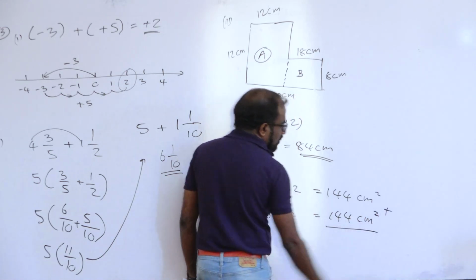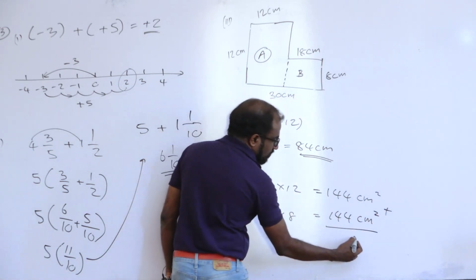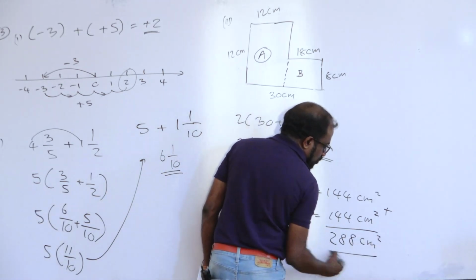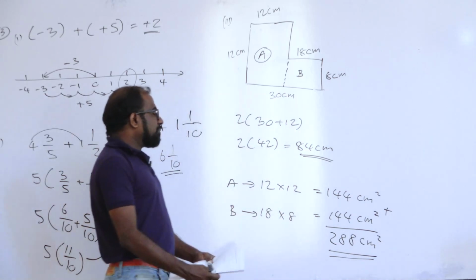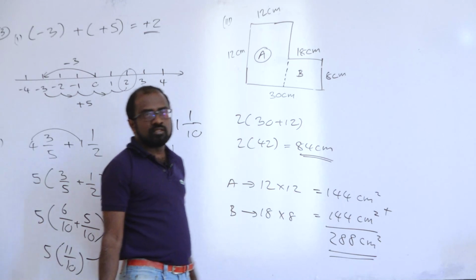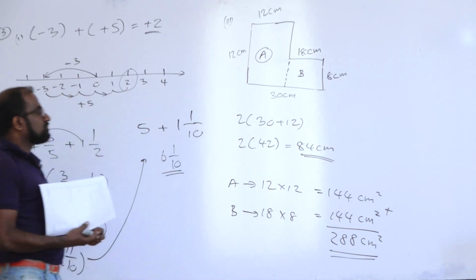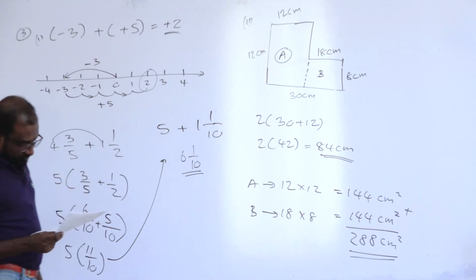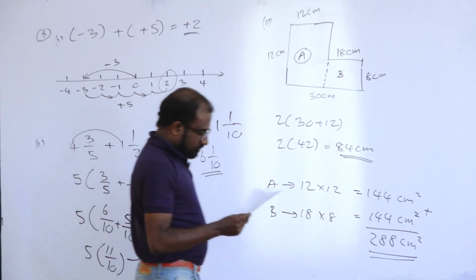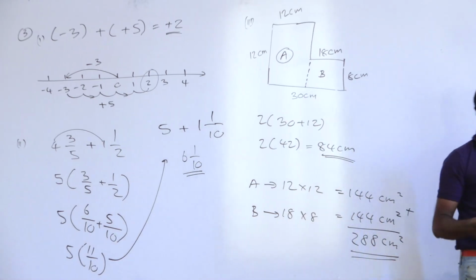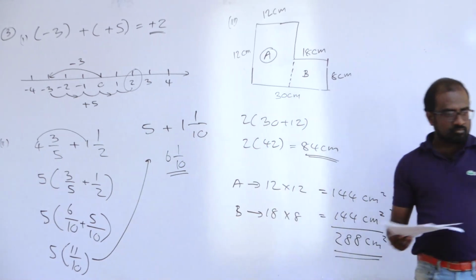And now the total area of this figure, 288 square centimeters. Perimeter comes in centimeters, area comes in square centimeters. Got it? Check your answers, children.